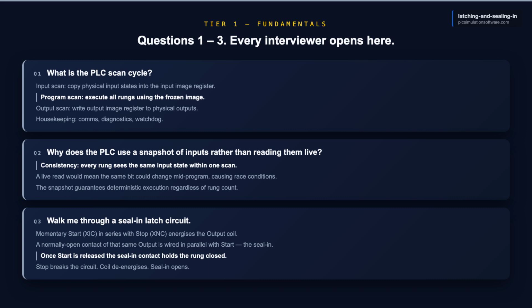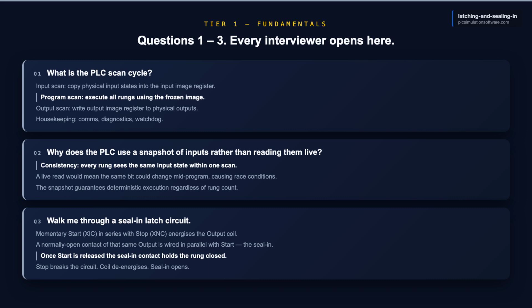Question 2. Explain the snapshot rule. The PLC does not look at live inputs during program execution. It looks at the snapshot from phase 1. Events between scans are invisible. This is why beginners think the rung is broken when actually it is doing exactly what the cycle requires.